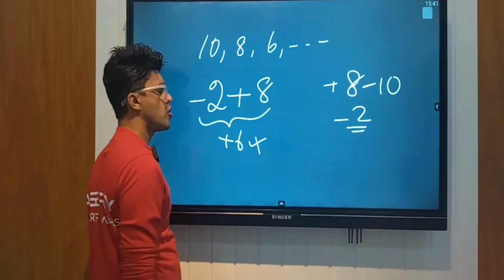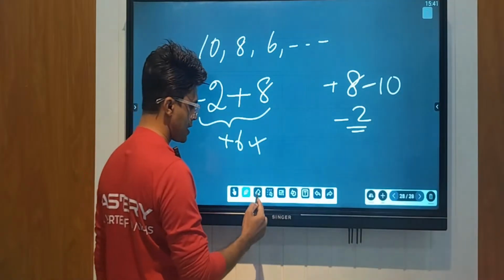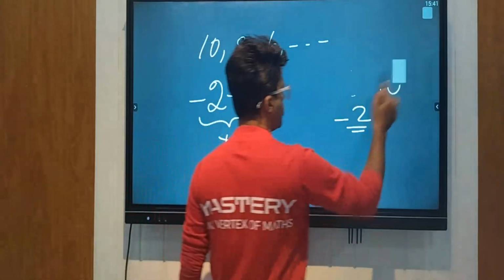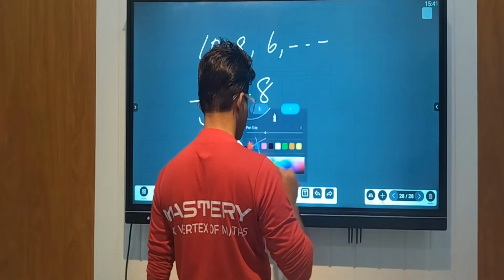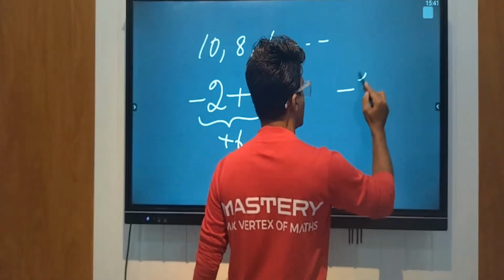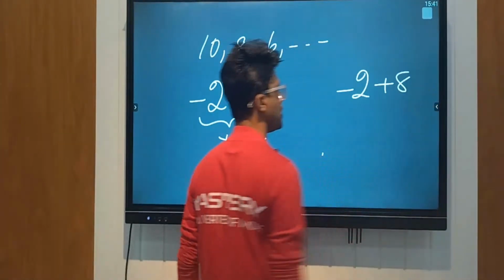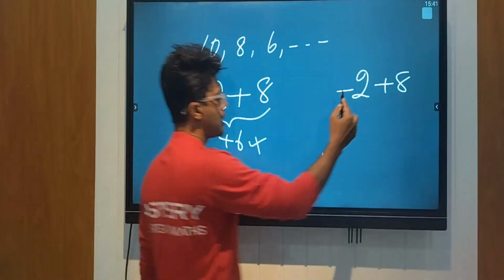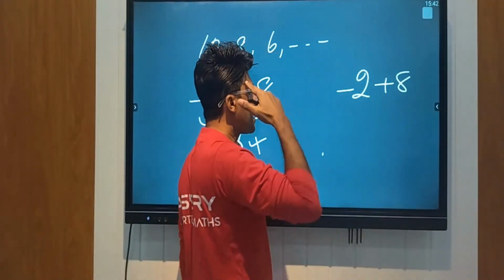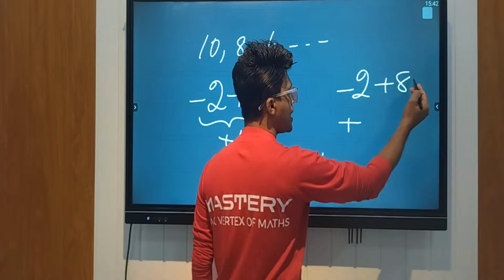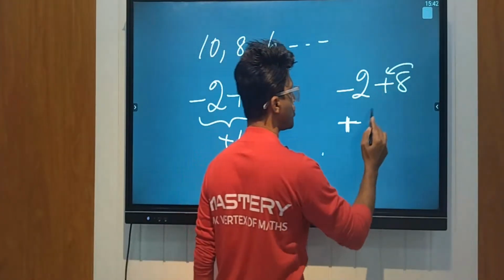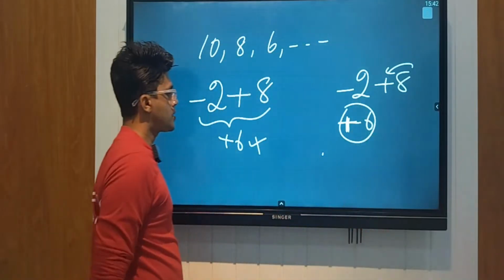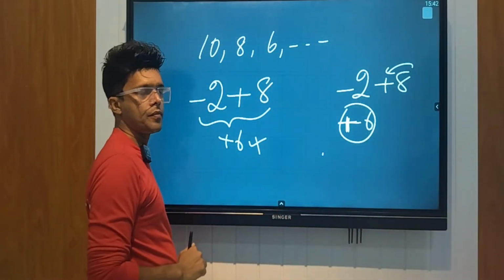So this cannot be written. The reason is that with minus 2 and plus 8, here minus, here plus. The greater digit here is plus 8, and the sign opposite to the greater digit is plus. Then 8 minus 2 is 6. So the answer is plus 6 here.